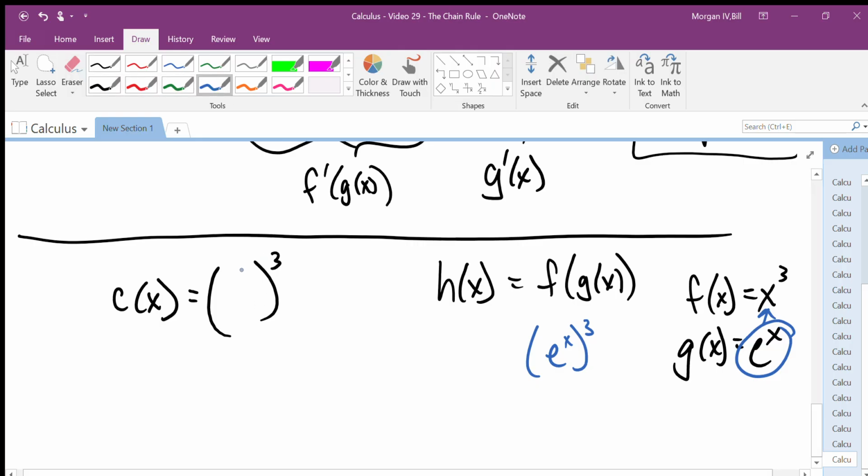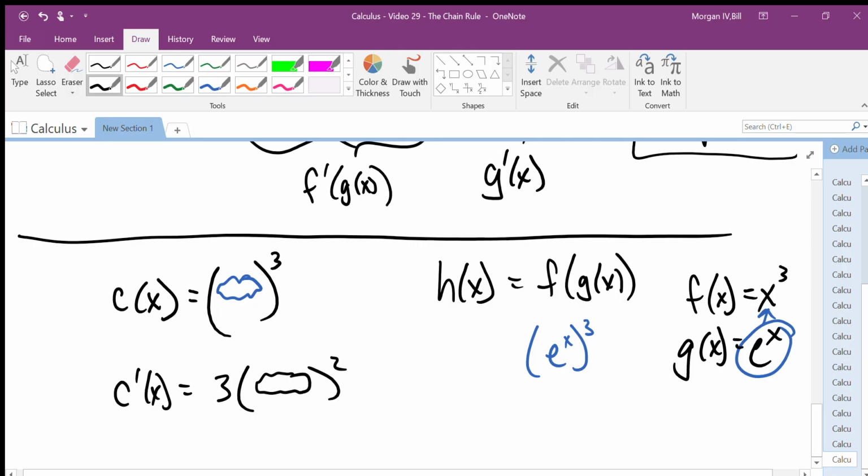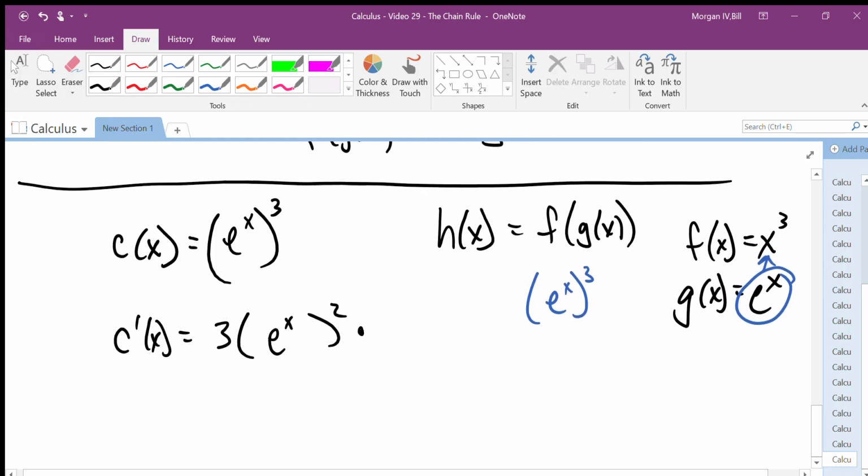We've got some blob to the third. The derivative of that is I'd bring the 3 down, and then it would be blob squared. So c prime of x, I'll bring the 3 down, it's blob squared. Okay, but we don't just have blob, we actually have e to the x there. So e to the x to the third, we'll bring the 3 down, that becomes e to the x squared, and then we need to multiply that by the derivative of the inside function, by g prime.